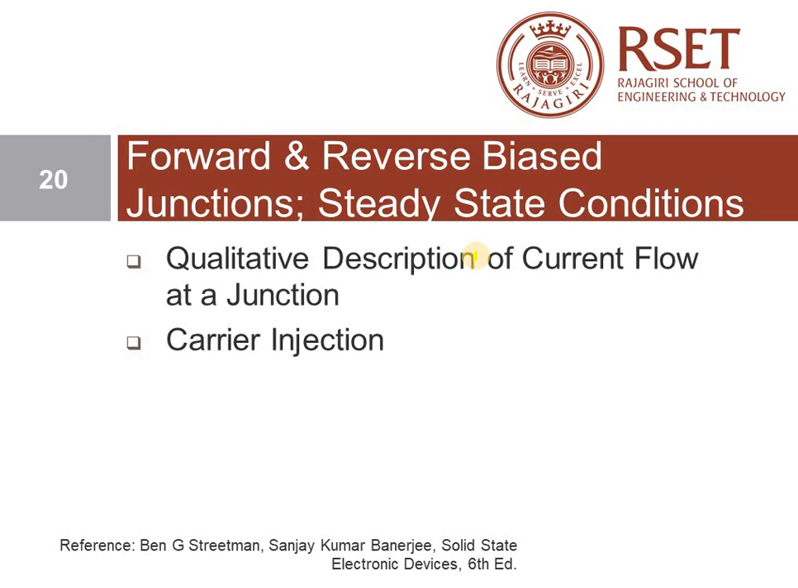The next topic we are going to discuss is forward and reverse bias changes. Till now we have seen the equilibrium junction and its energy band conditions. We will now consider forward bias and reverse bias conditions and their relation to the steady state. Steady state means a non-equilibrium state in which all the fluxes are balanced. First we will see the qualitative description of current flow at a junction, then the concept of carrier injection.